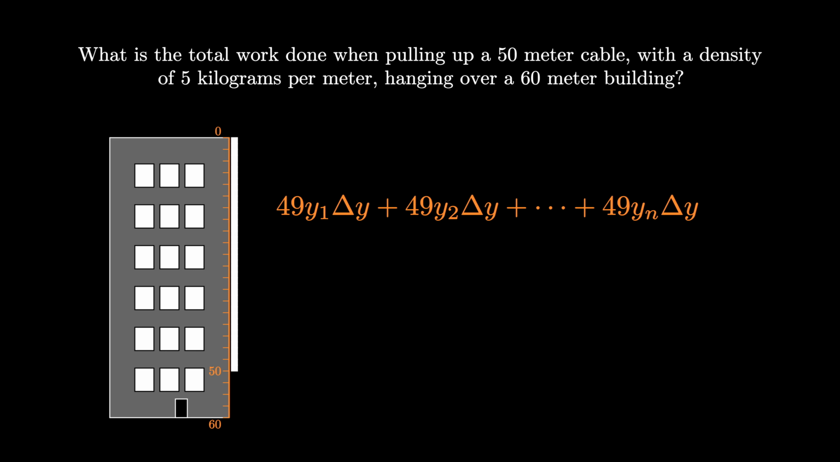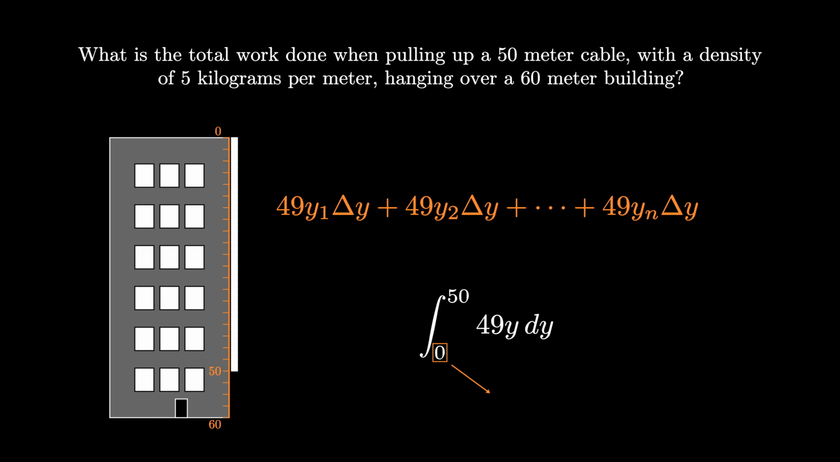But now as we imagine the size of delta y getting smaller, so we get more and more slices, this sum becomes an infinite sum at every y-coordinate between 0 and 50, and this process produces a definite integral from 0 to 50 of 49y dy.